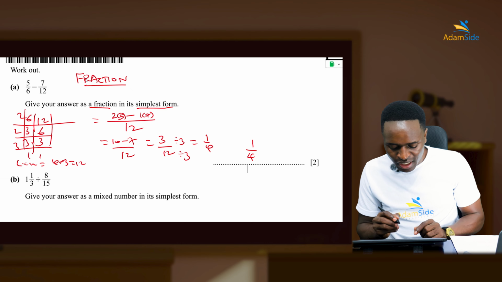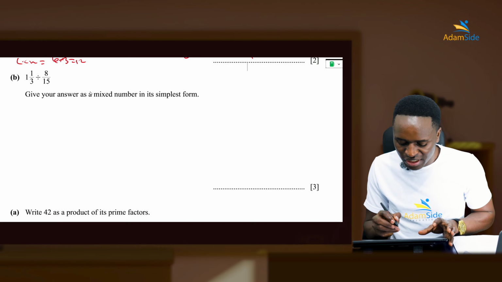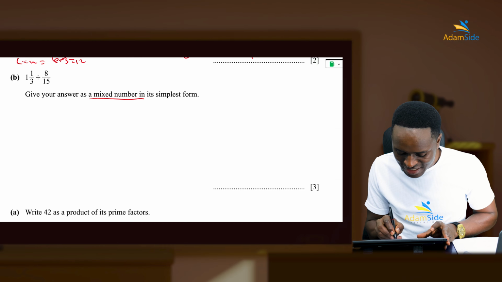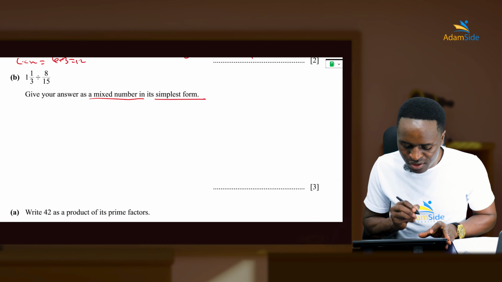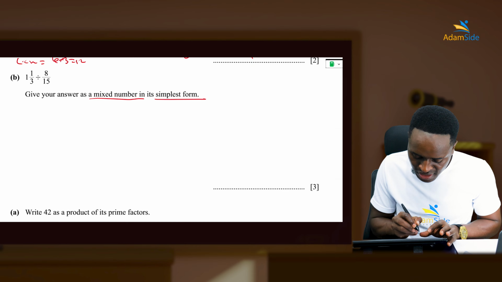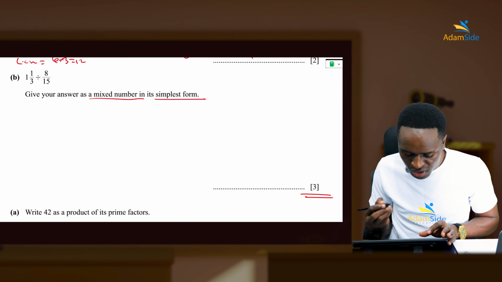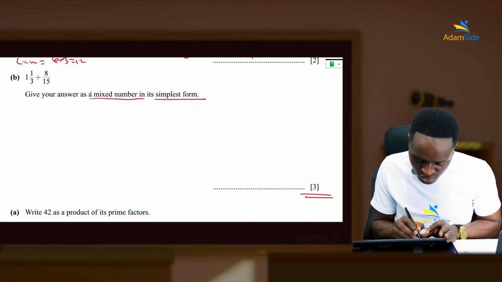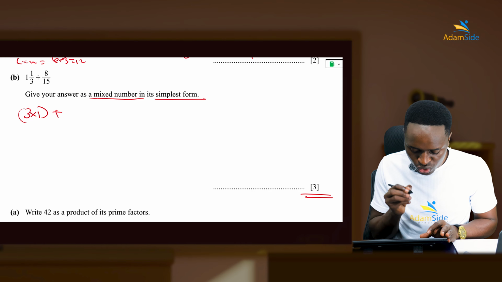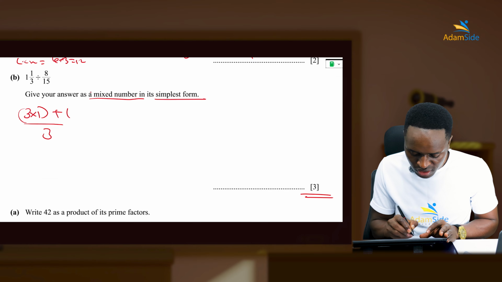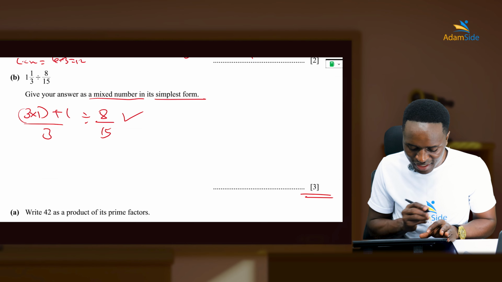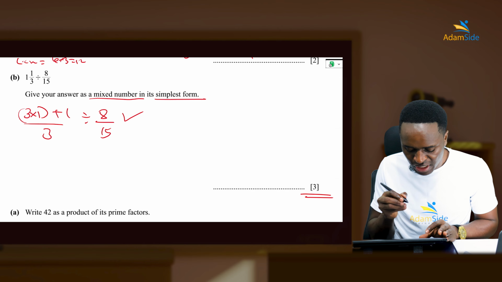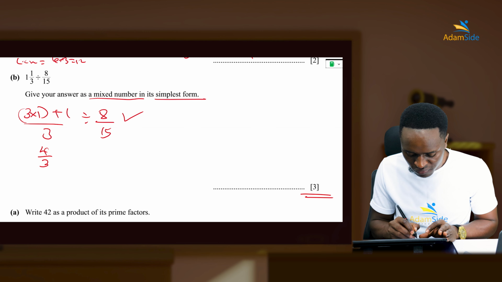And then give your answer as a mixed number in its simplest form. Wow. The second question, as a mixed number in simplest form. This is where the examiner's trick is. The first thing that you need to show, it is a 3 marks question, so show how you convert. So 3 times 1. Convert the mixed number into an improper fraction. Show that you understand. If you do that, there's a mark there. 3 times 1 is 3. 3 plus 1 is 4. So 4 out of 3.